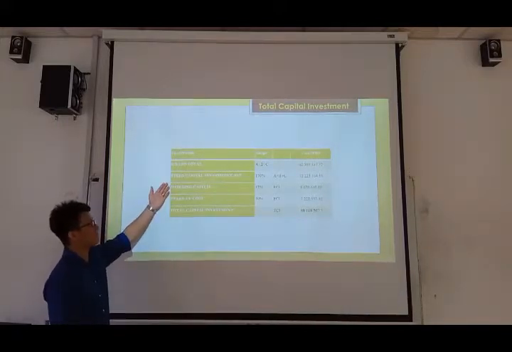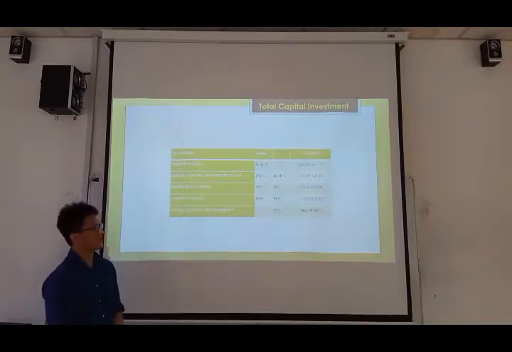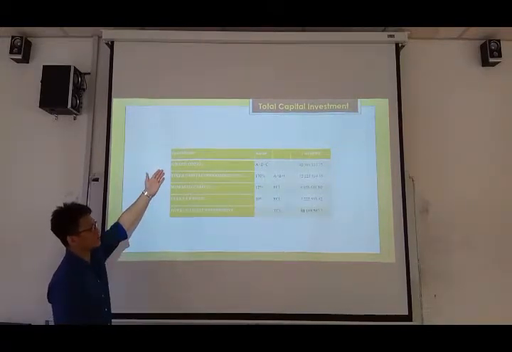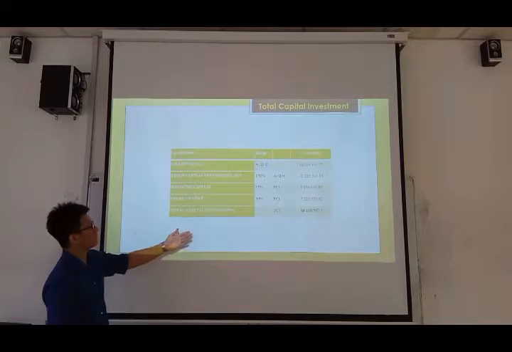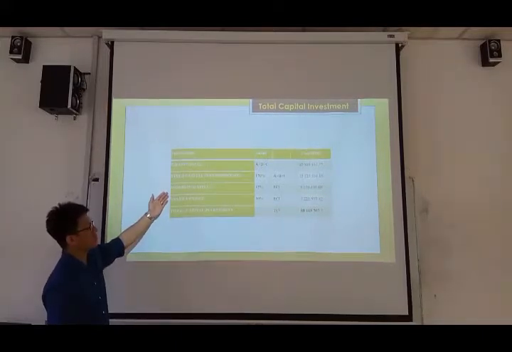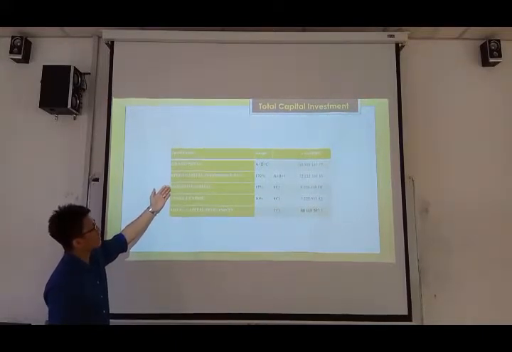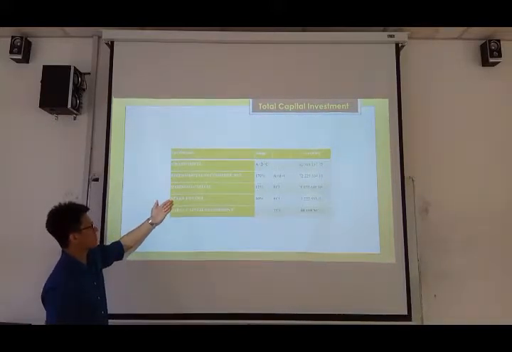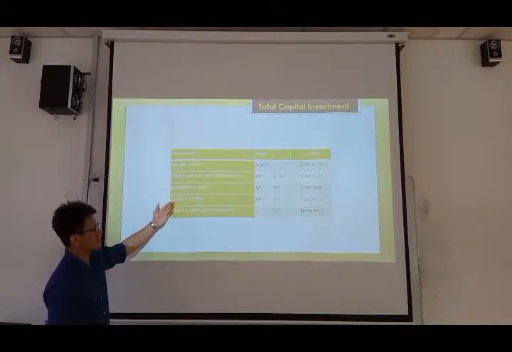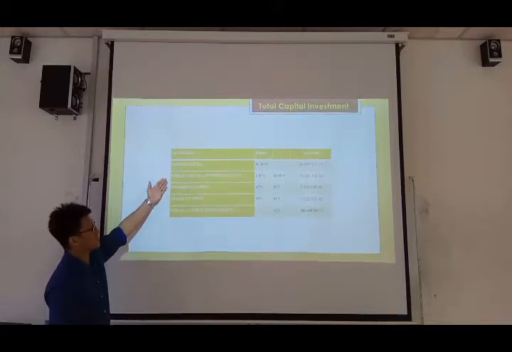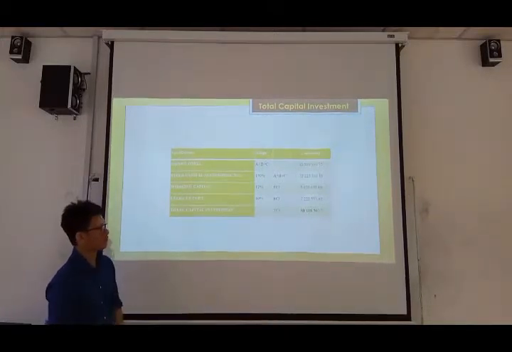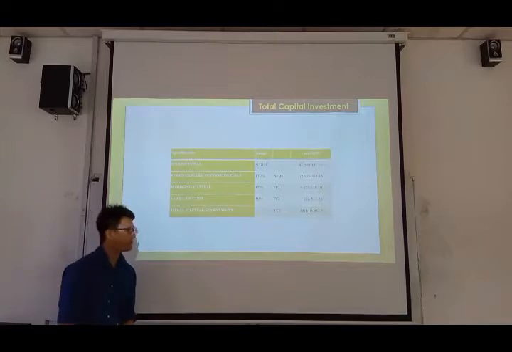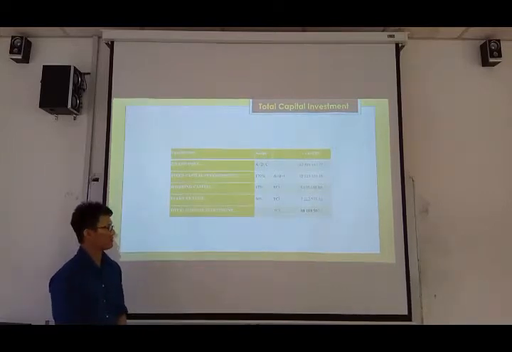The fixed capital investment, FCI, is 170% of the grand total value, about 72 million. The working capital is 12% of the fixed capital investment, about 8.6 million. The startup cost is 10% of the fixed capital investment, about 7.2 million. And finally, the total capital investment is approximately 88 million.